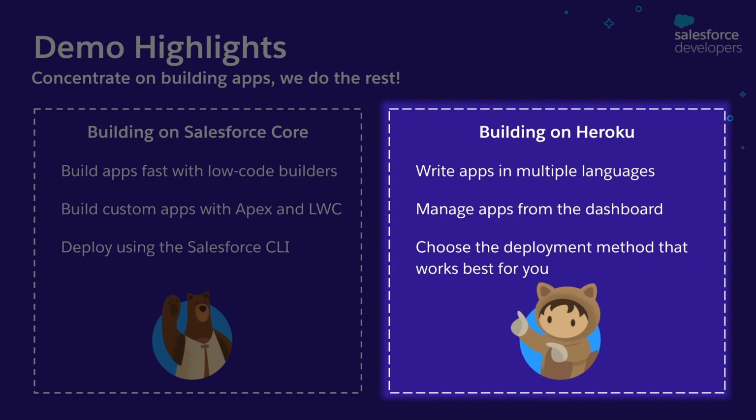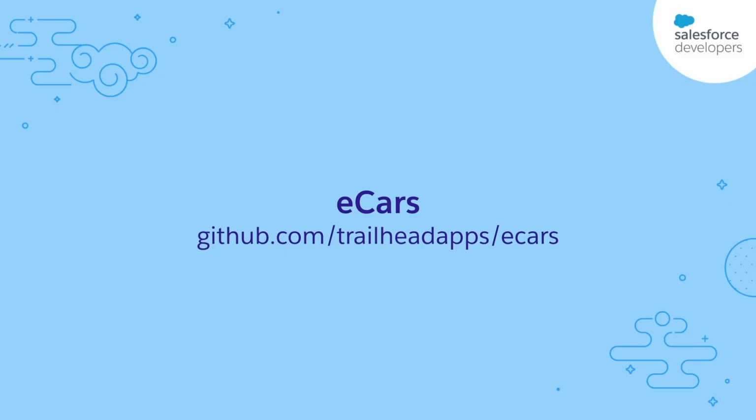We didn't deploy our demo app to Heroku today, but we mentioned there are several different deployment methods to choose from. Choose the one that works best for you. Finally, remember, we have nice integration mechanisms that can make apps built on the two different architectures work together very easily. All the code of today's demo is available. You can find it in this GitHub repo, the repo for the eCars sample app.